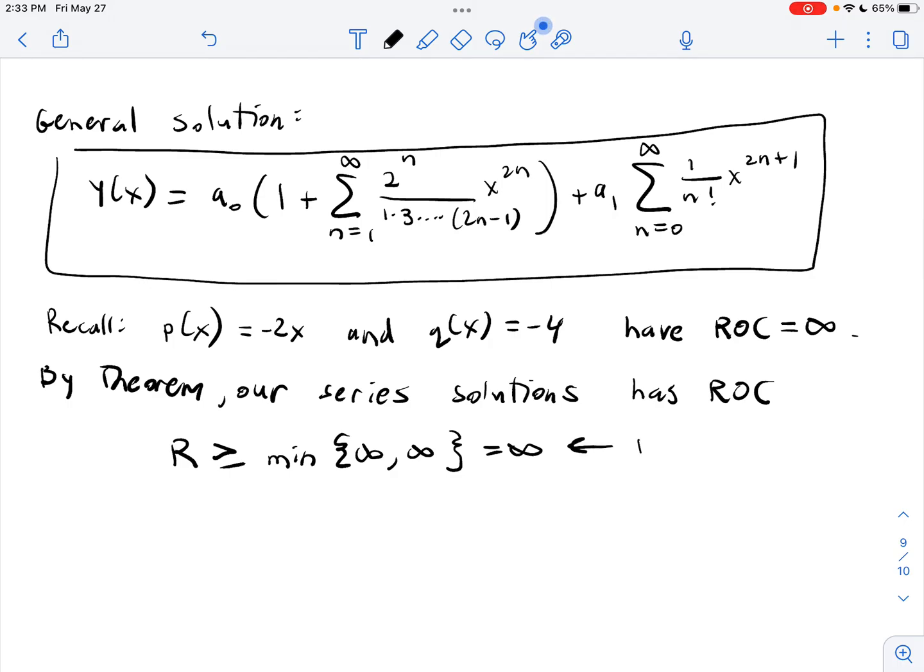And so infinity must be the ROC, right? If infinity is the lower bound, then that means it is the ROC. Now, conversely, you could also use the ratio test on this to figure out that the radius of convergence is infinity. But if you remember from Calc 2, that's definitely more work than just invoking this theorem. So it's easier to invoke the theorem when you can. It's really nice in the infinite case when you're dealing with nice functions that are analytic everywhere.